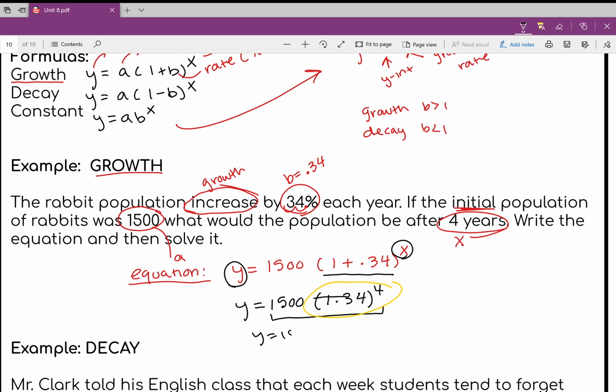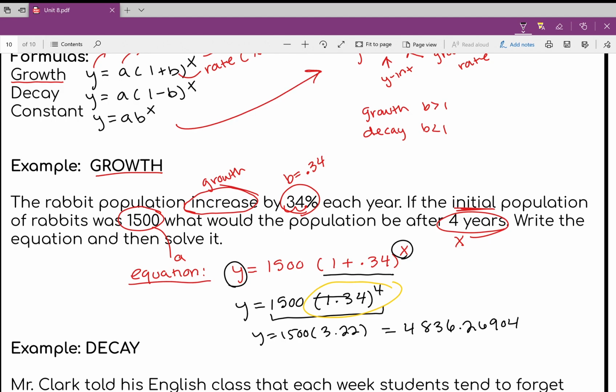y equals 1,500 times 3.22. Then I'm going to multiply that by 1,500. And then I get 4,836. Remember, we are dealing with the rabbit population, so we can't have 0.26904 of a rabbit. So this is what it came out to on the calculator.